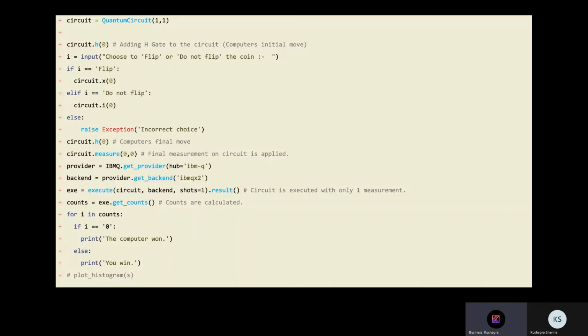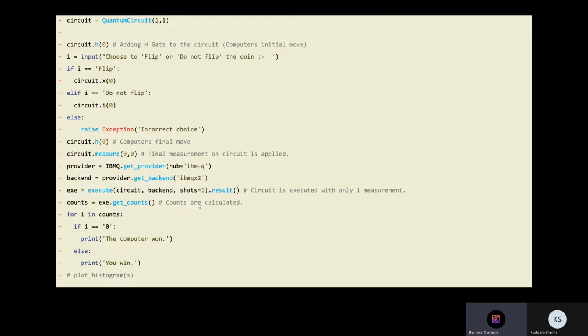Then we ask the user for their input. If it's a flip choice from the user, we apply the X gate, else we apply the identity gate. Else we raise an exception of incorrect choice and the program is exited. Again, we apply the H gate, which is the computer's second move, and then we measure the circuit. We execute this circuit on the IBM QX2 backend with only one shot.